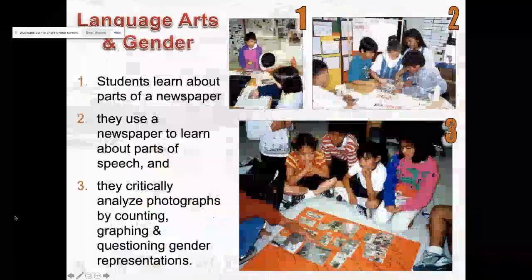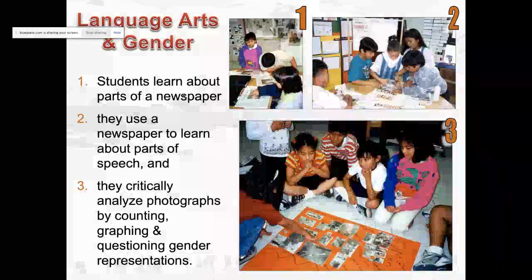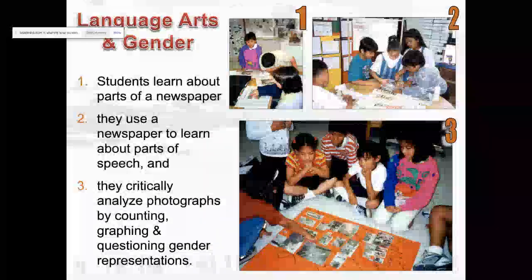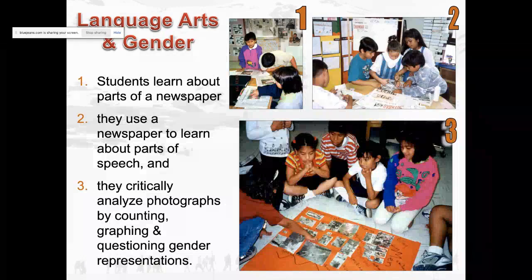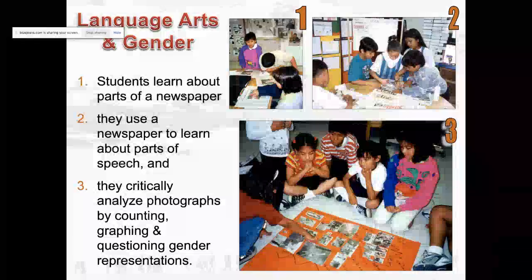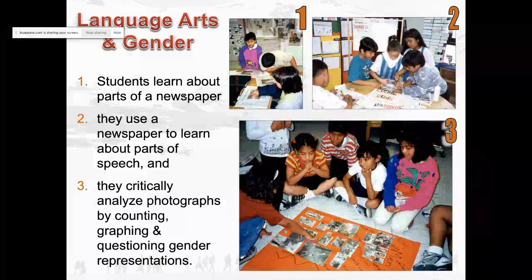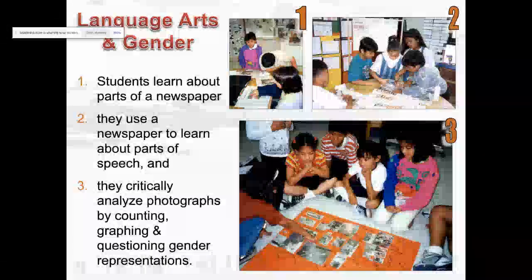Here's another activity where we used the newspaper, and my students had to analyze the newspaper first by looking at just the journalistic language arts skills of what are the different parts of the paper. And then secondly, they were learning English, so we were taking apart the words in the newspaper and using those to teach nouns, verbs, and adjectives. And then finally, the picture on the bottom, this is where we did the more critical media analysis. I had the students cutting out all the pictures of men and women and comparing them.